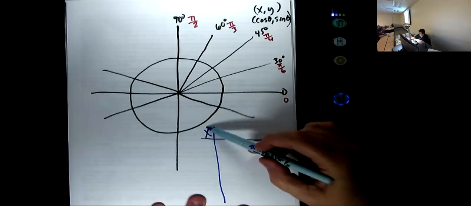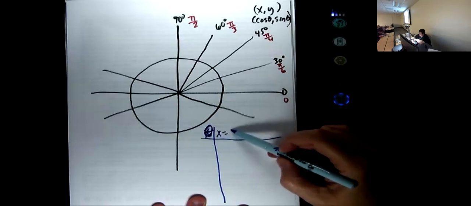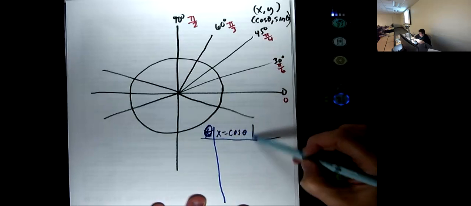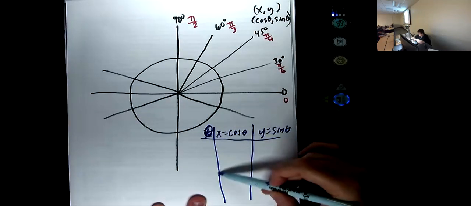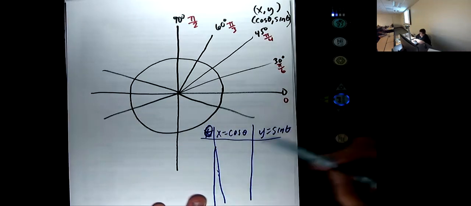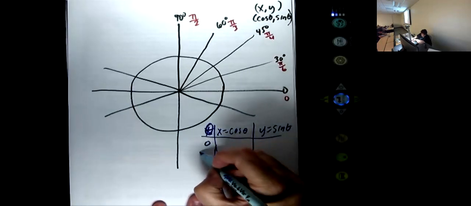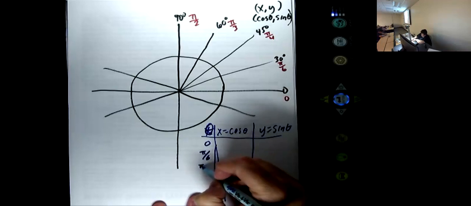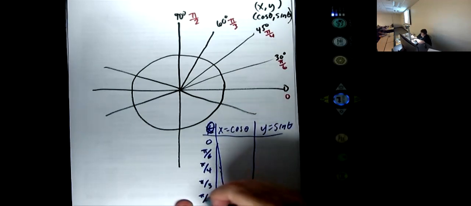We'll put theta there, and we've got x equals cosine theta, y equals sine theta. Now that is not a straight line, but that's what we're getting. 0, pi over 6, pi over 4, pi over 3, pi over 2.